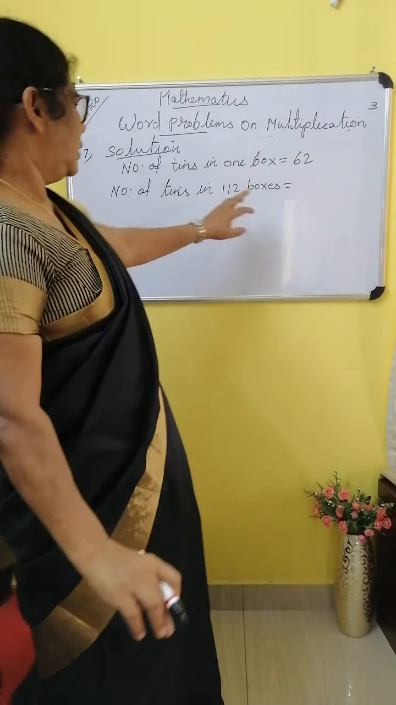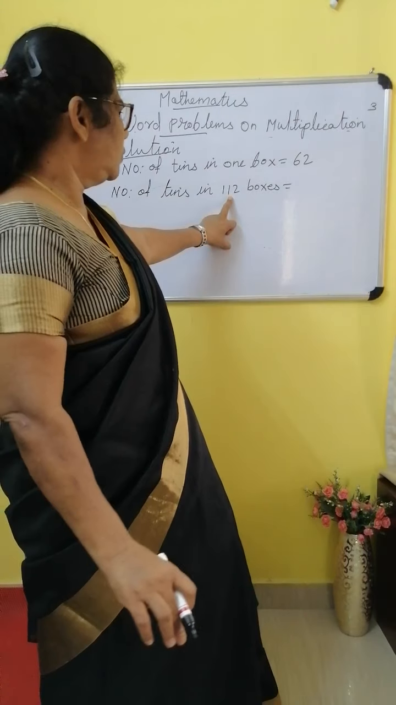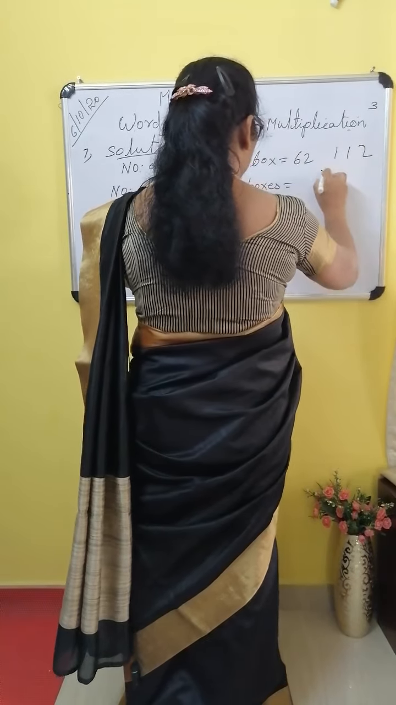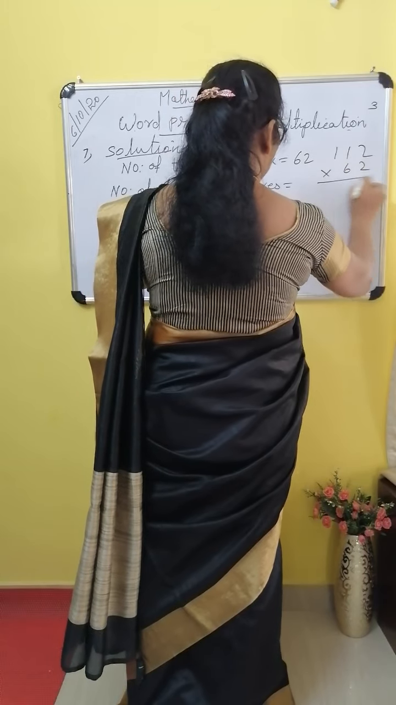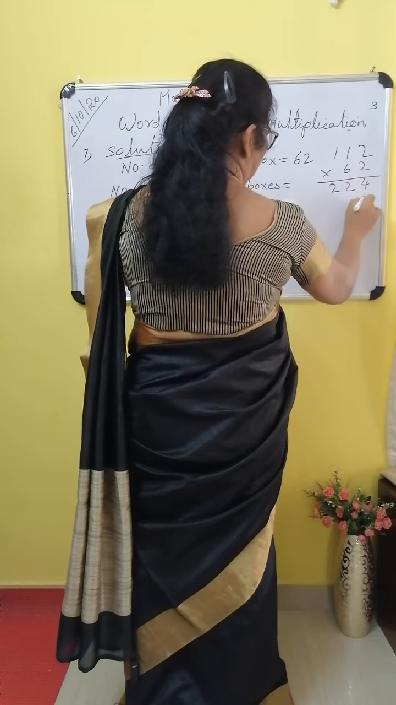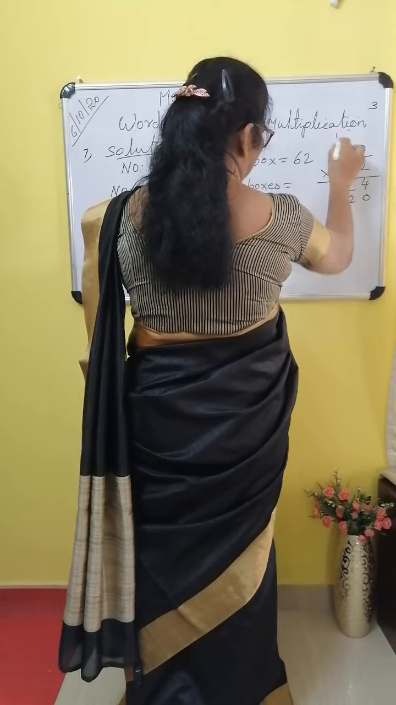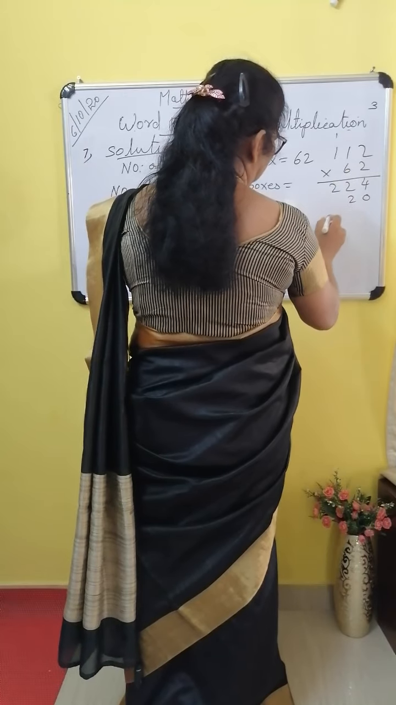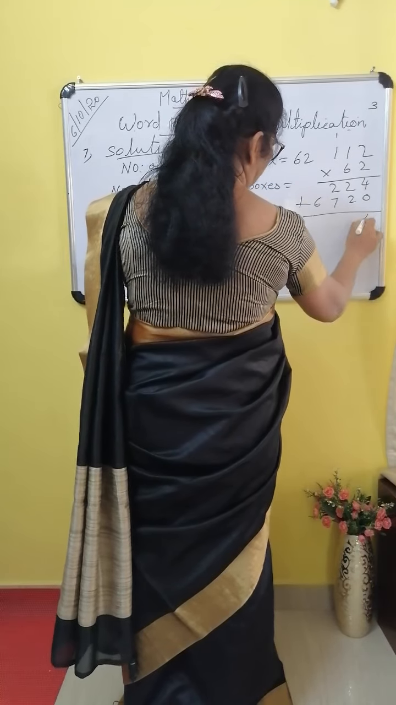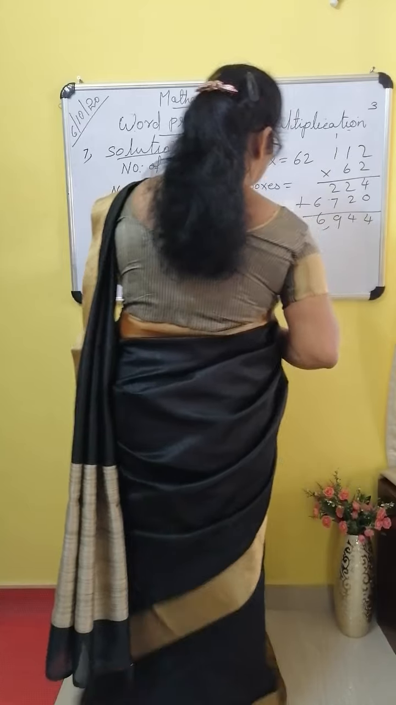To find the answer, you have to multiply 62 by 112. So the bigger number we can write first in the margin. 112 into 62. 2 2s are 4, 2 1s are 2, 2 1s are 2. Then here put 0, 6 2s are 12, 1 remainder, 6 1s are 6 plus 1, 7, 6 1s are 6. Then add: here 4, here 4, here 9, here 6.